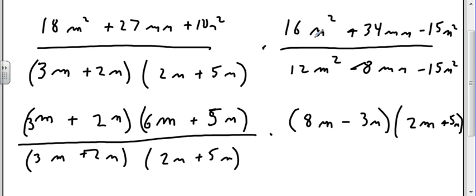I got 16m squared. I got 8 times 2 is 16. 16 minus 15 doesn't make 34, though. How come? Why don't I have 34? Bummer. Did I write the problem wrong, right? Unfortunately.